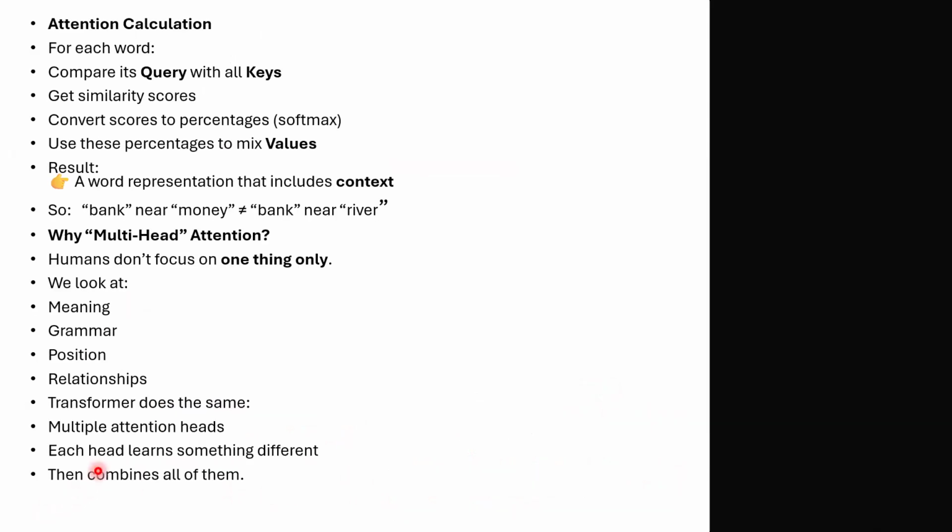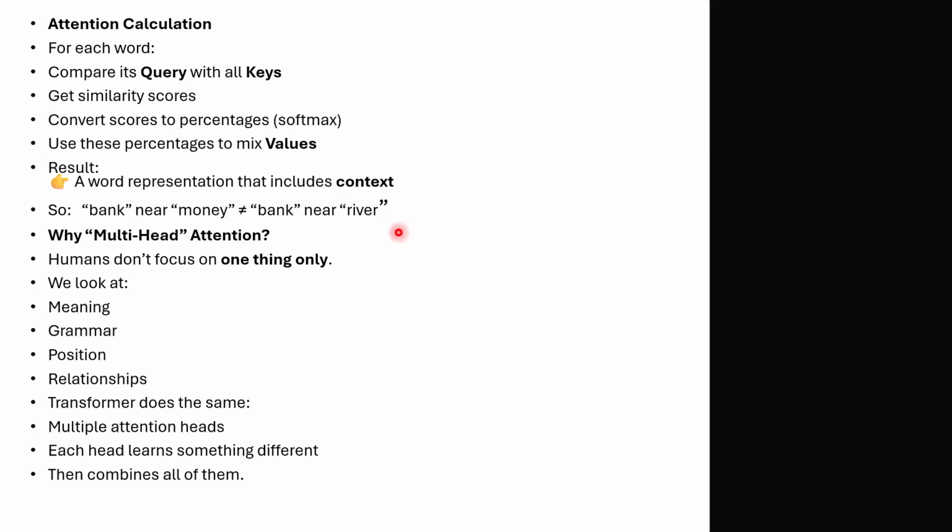Moving to the next slide. Here we are learning the attention calculations. For each word, its query is compared with all the keys. So we get similarity scores, and convert the scores to percentages with softmax. It uses these percentages to make a mix of values. So here we get a word representation that includes context. Think about it like this: bank near money is not equal to bank near river.